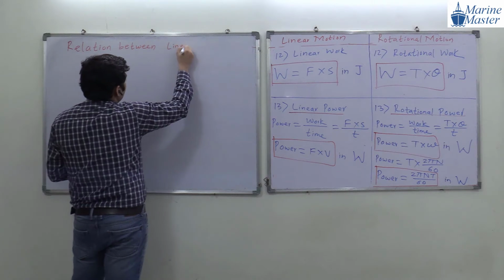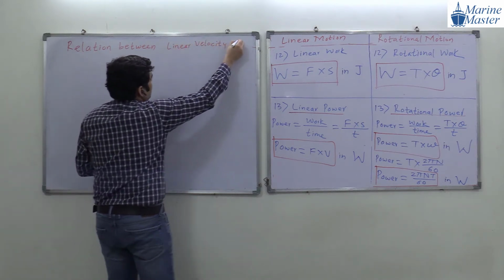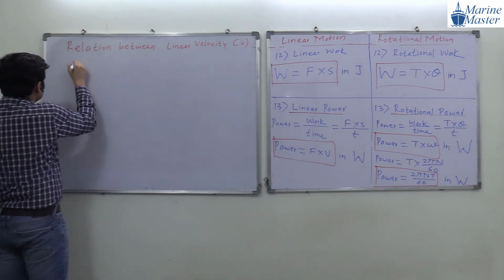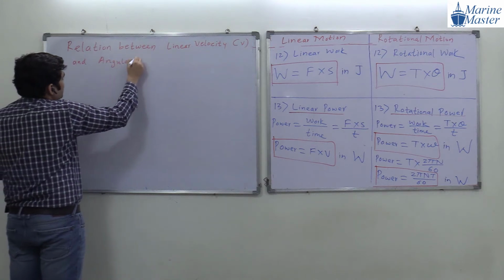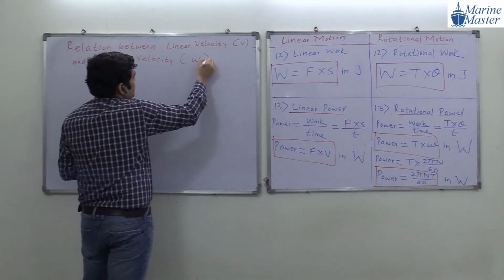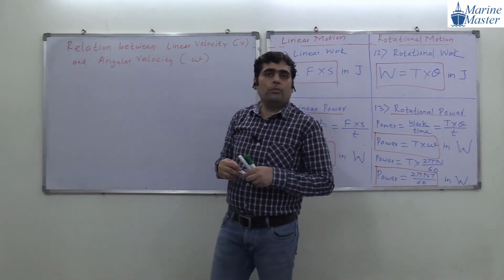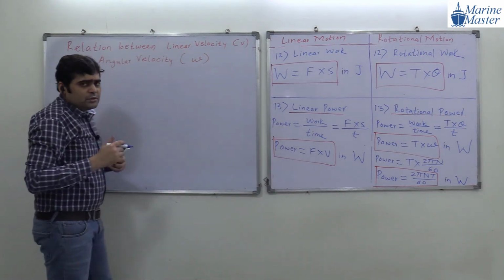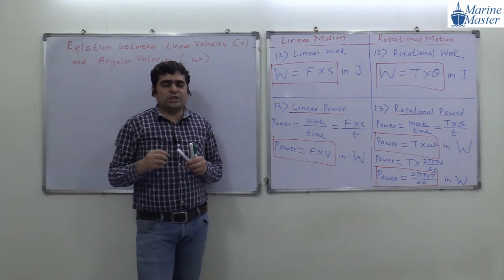linear velocity, denoted by the symbol V, our velocity, and angular velocity, which is denoted by the symbol omega. Everyone try to see the scenario here. There are questions in which linear motion and rotational motion occur together.